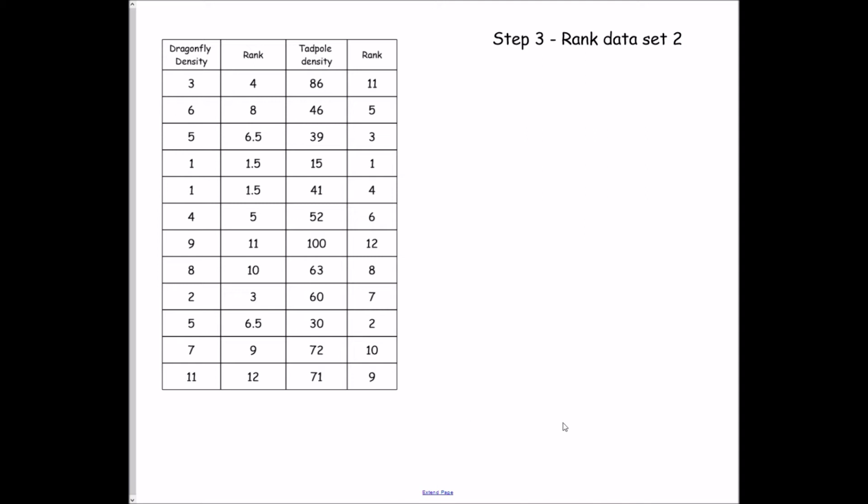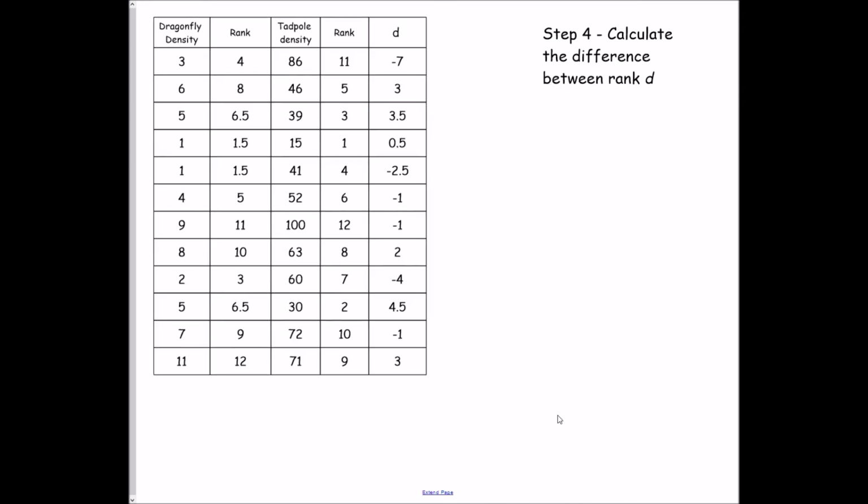So far, so good. The next thing we have to do is work out the differences between the rankings. This is what we're looking at. So we take rank 1 and we take rank 2 away from rank 1. So it's rank 1 minus rank 2. So minus 7, 3, 3.5, etc.